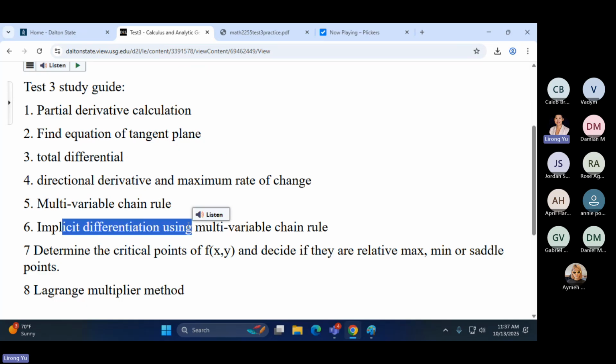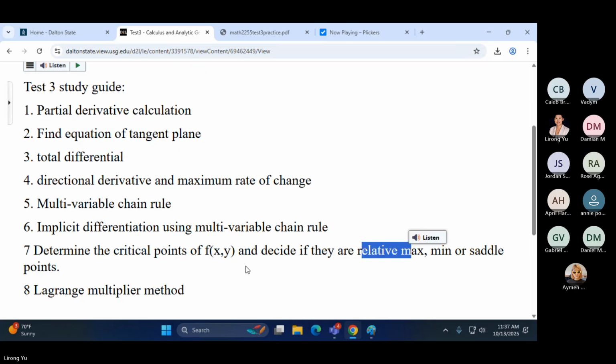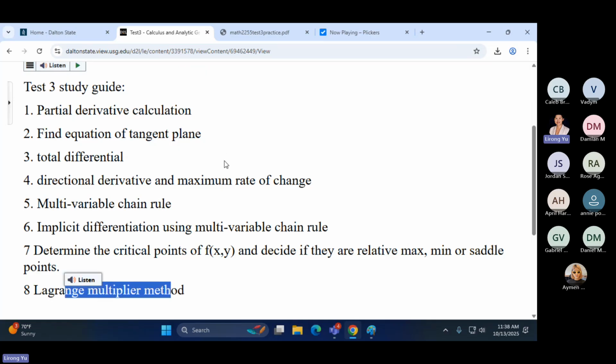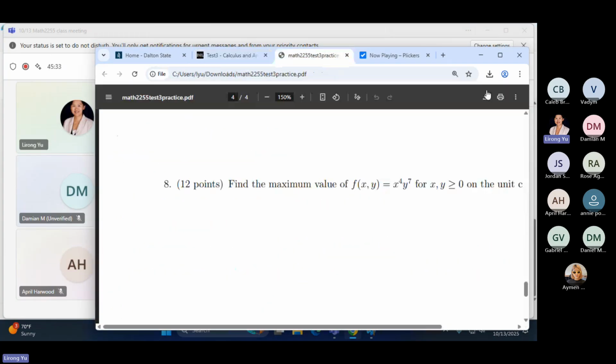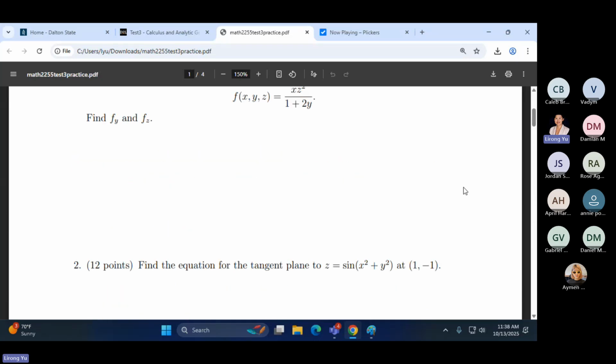Number 6, simplification using multivariable chain rule. Number 7 is the question calculating the critical point when you have a 2 variable function and classifying them as relative minimum, relative maximum, or saddle point. Number 8 is a Lagrange multiplier method question. So it should be some of the homework from something like that. So I made an example of it. So it's not the actual test question, but it will be a similar format.